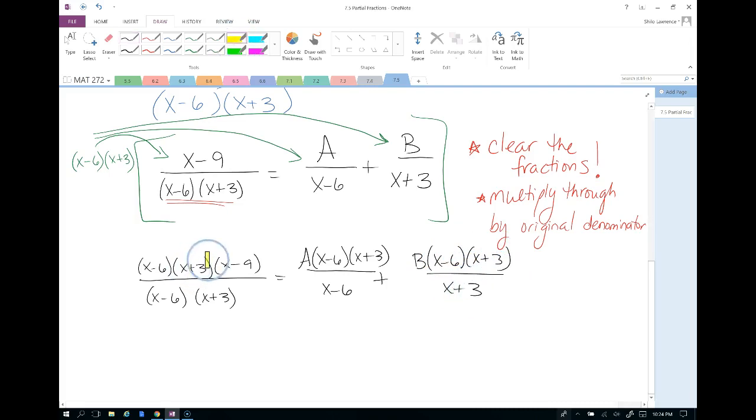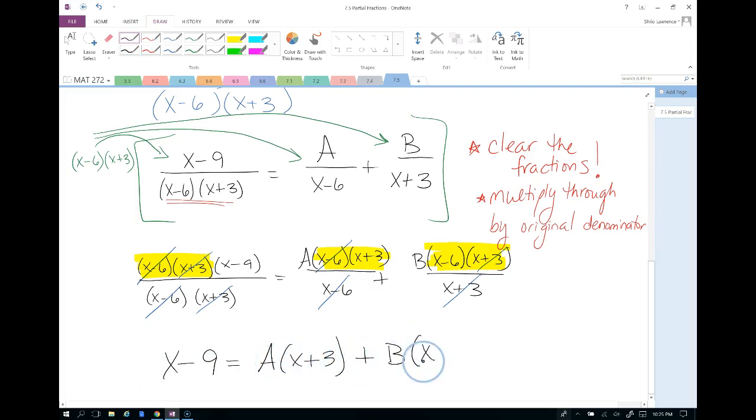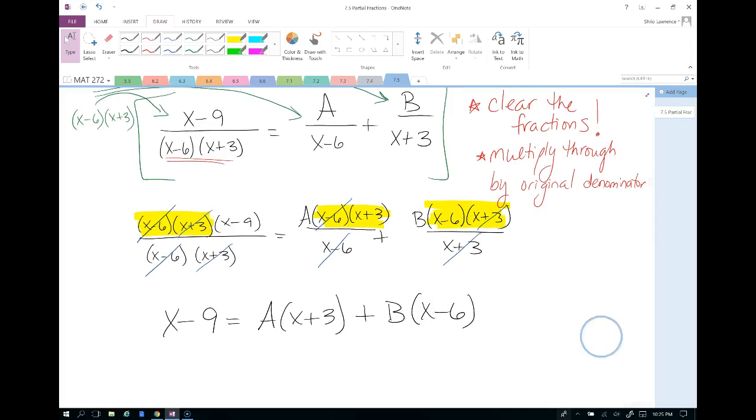So you see, all I've done is I've taken my original denominator and I've multiplied it by each of my fractions. And when you do that, it multiplies into the numerator. And that should clear all of our fractions. You should have common factors in all of your numerators and denominators that cancel each other out. So once we simplify, we're just left with x minus 9 equals a times x plus 3 plus b times x minus 6. Which looks a little bit nicer, but it still doesn't really look solvable.